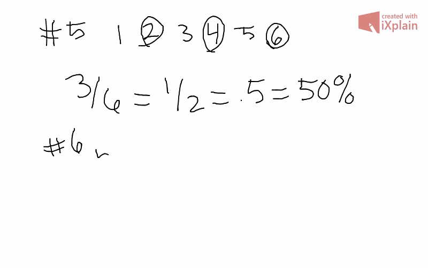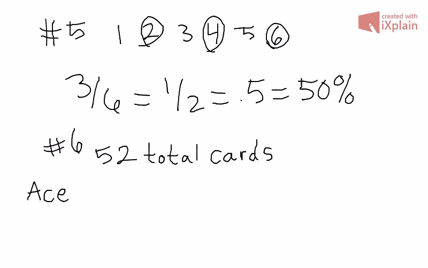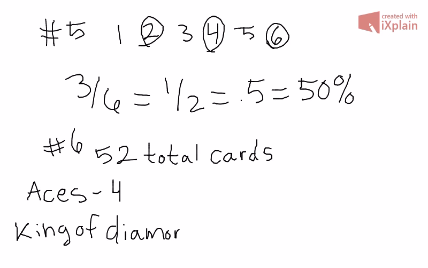If you move on to number 6 here, it says suppose you draw 1 card from a standard deck of cards, so there's 52 cards in the standard deck. What's the probability that the card is an ace or the king of diamonds? Well, how many aces do we have in the deck? We have 4 different aces. We have an ace for every suit, and there's 4 suits. How many king of diamonds are there? There's really only 1 king of diamonds. So if we add those 2 together, there's 5 different cards that we're looking for. It can either be one of those 4 aces or that king of diamonds. So there's 5 cards we're looking for out of 52 total.